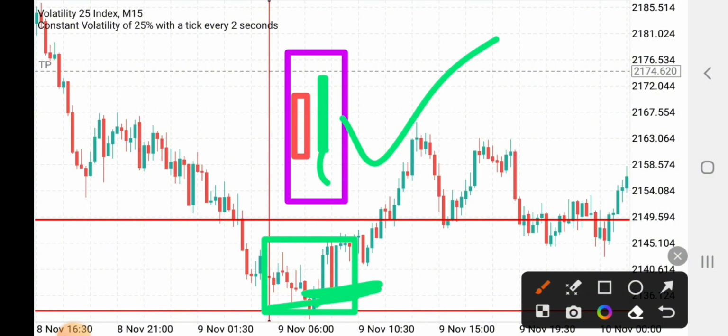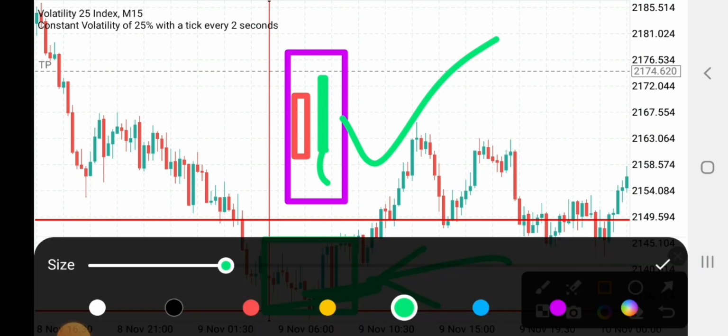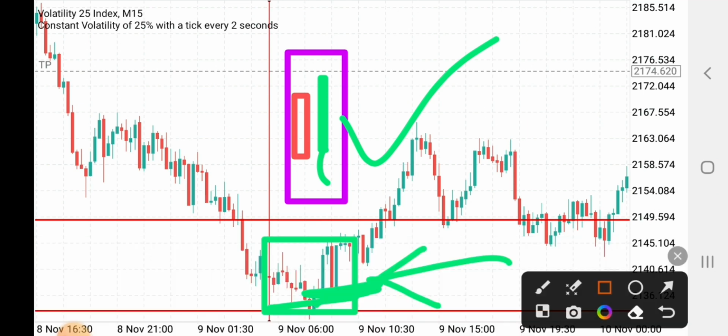What do I mean? At this zone, you want to see a bearish engulfing candlestick. You want to see a candlestick like this. This is a bearish engulfing candlestick. So when you see this kind of candlestick, you are going to be buying at the close of that candlestick. You are buying. So you are doing the opposite.